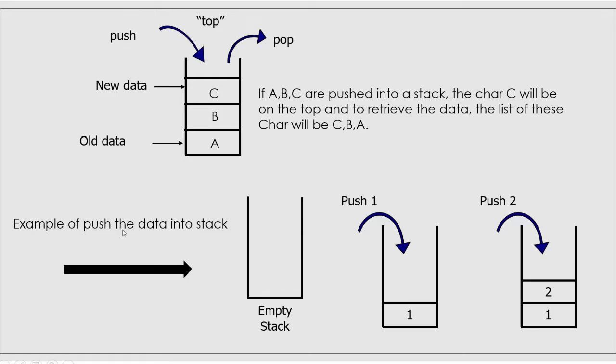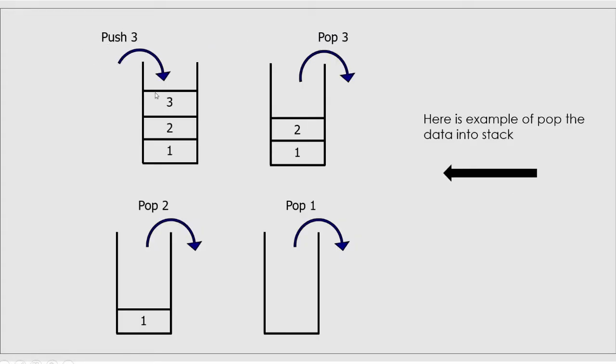Here is an example of pushing data into a stack. We push 1, we push 2. Now 2 is the top of the stack, and then we push 3, and now the top is 3. And then we do the operation of pop. Pop is deleting the data. We pop 3, we pop 2, we pop 1, and then the stack will be empty. If we do the next pop operation, then it will pop up the underflow message.